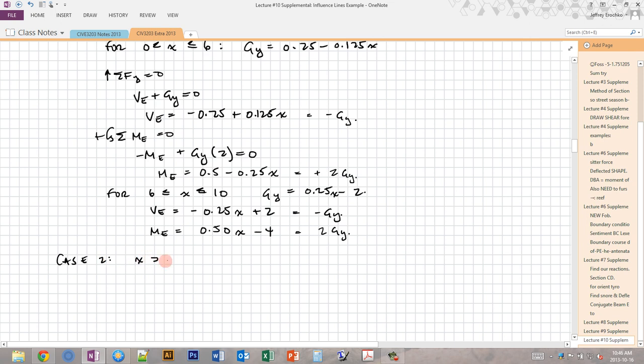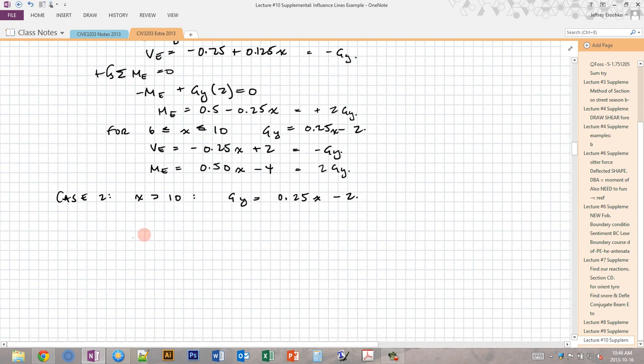which is where the unit load is to the right of point E, and now GY is the same as it was for x greater than 6, which is 0.25x minus 2. So now we have this situation where we have, again, our shear and our moment. These are both in the positive direction. Nothing has changed so far, except now that we have our point load, and the distance between here and here is x minus 10, because this is point E and this is point G, and point E is located at 10 meters from A.